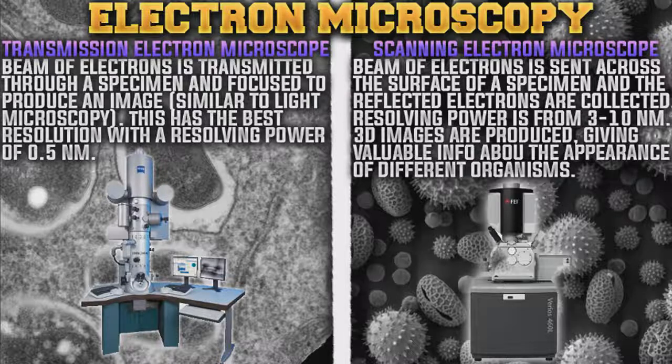Moving on to the scanning electron microscope. A beam of electrons is sent across the surface of the specimen, and then these electrons are reflected and collected. The resolving power of a scanning electron microscope is 3 to 10 nanometers. A 3D image is produced from this because the electrons are reflected and picked up by a computer, and the computer processes that into an image. It's a really cool 3D image, as you can see in the background on the right hand side. That's really valuable for scientists nowadays, knowing what something looks like. Obviously with antigens and all that good stuff, you can figure out a lot and cure diseases. So let's move on to the next one.